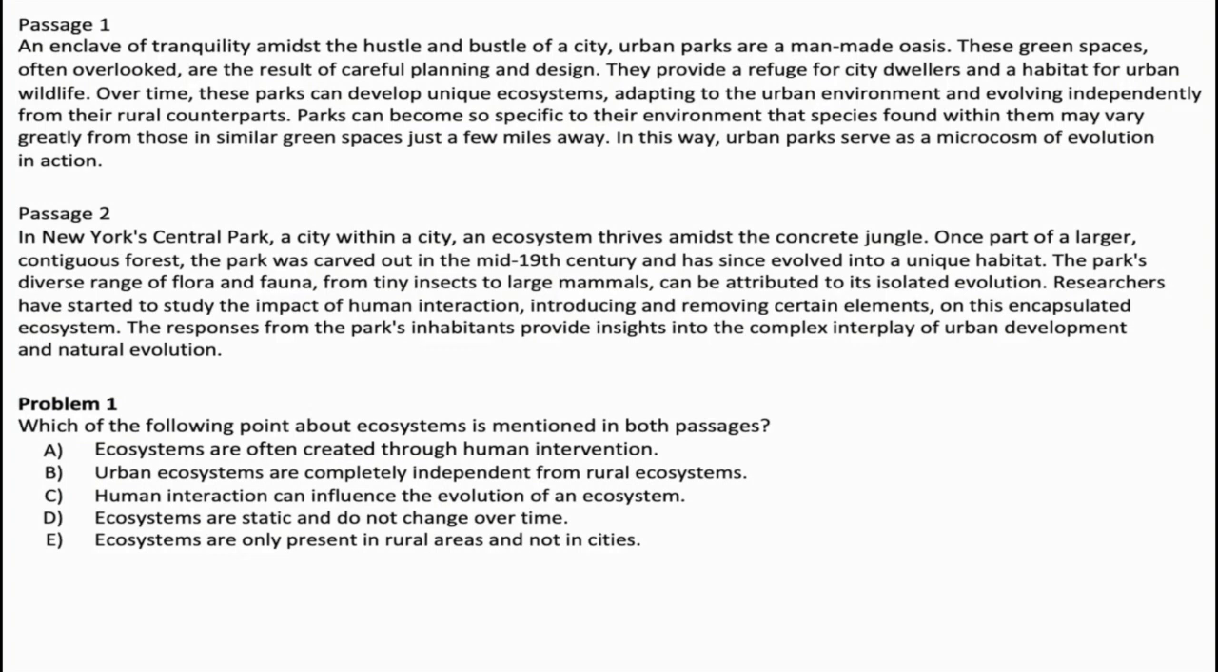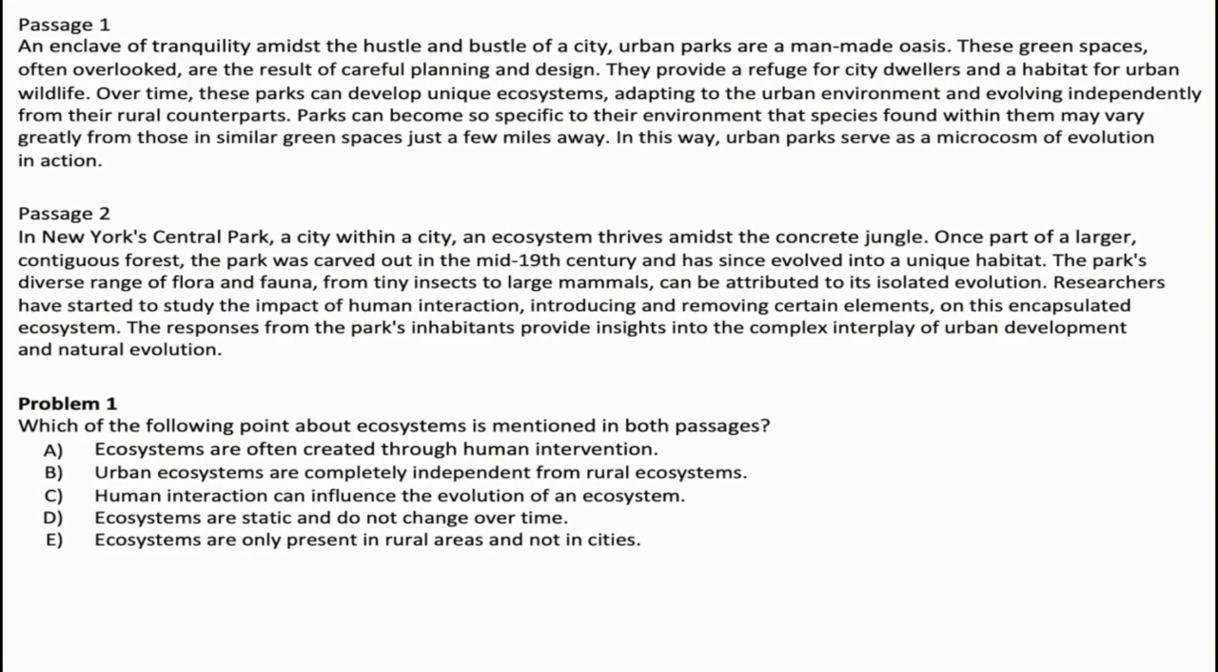Okay, next one. Passage 2. In New York Central Park, a city within a city, an ecosystem thrives amidst the concrete jungle. Once part of a larger contiguous forest, the park was carved out in the mid-19th century and has since evolved into a unique habitat. The park's diverse range of flora and fauna, from tiny insects to large mammals, can be attributed to its isolated evolution. Researchers have started to study the impact of human interaction, introducing and removing certain elements on this encapsulated ecosystem. The responses from the park's inhabitants provide insights into the complex interplay of urban development and natural evolution.